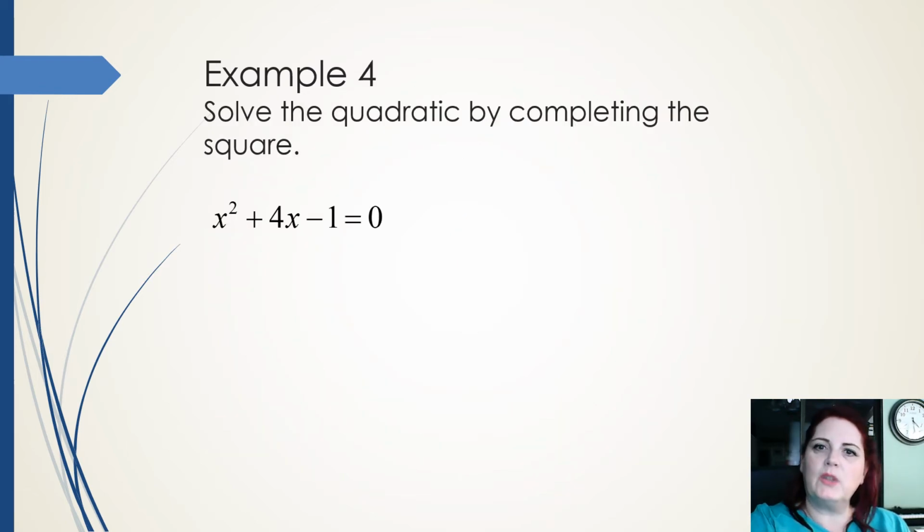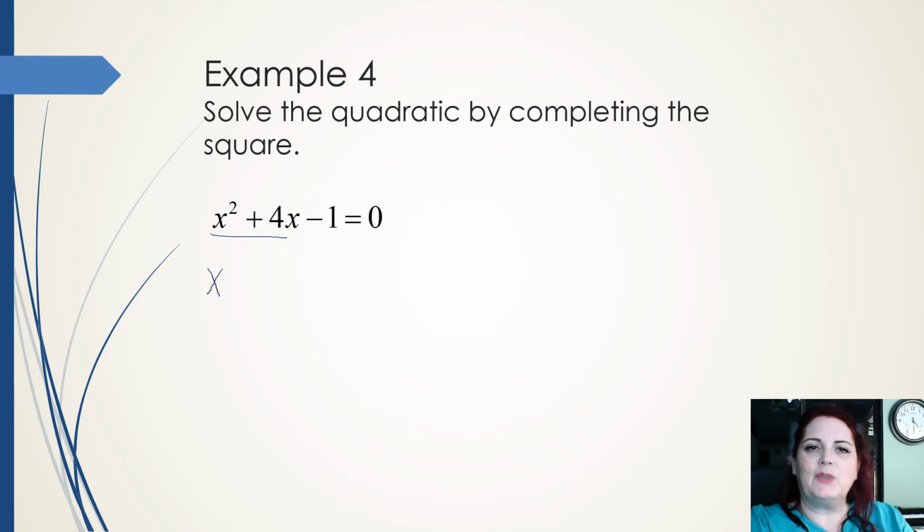So let's take a look at how we use completing the square to actually solve a quadratic and get some solutions for it. So I've got listed here a beautiful quadratic. It is a trinomial, x squared plus 4x minus 1 equals 0. I want just that binomial on one side.